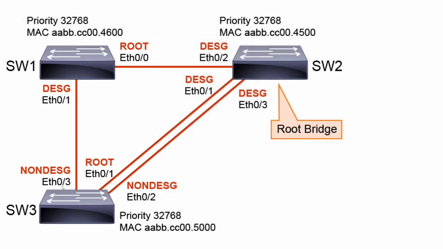Switch 1 with a MAC address of AABBCC004600 has a lower bridge ID than switch 3 where the last part of the MAC address is 5000. Because switch 1 has a lower bridge ID, it will be designated on that segment, and switch 3's Ethernet 03 on that segment will be non-designated. Because of the two ports between switch 3 and the root switch, one of them became the root port, the other port, Ethernet 02, will be non-designated.